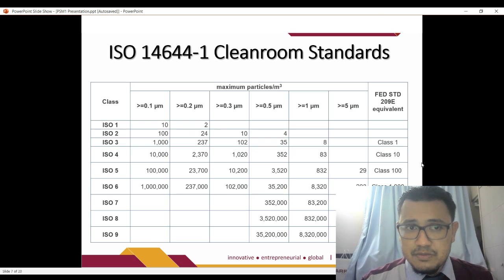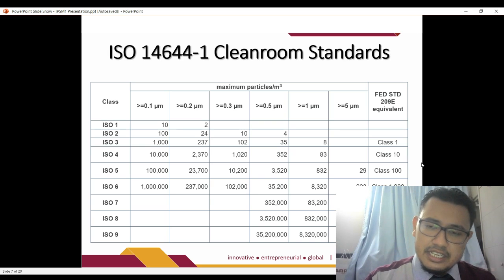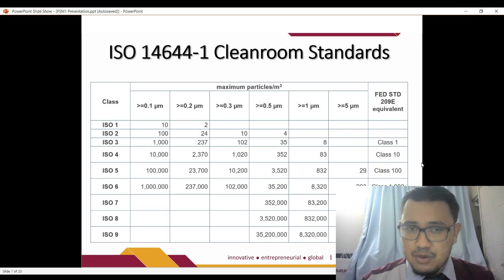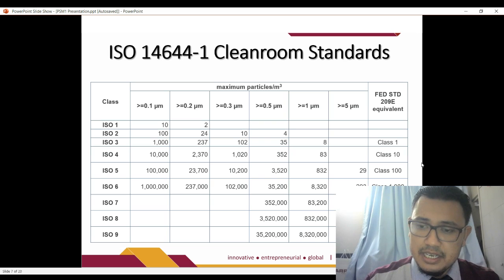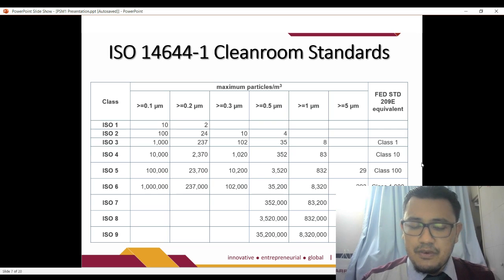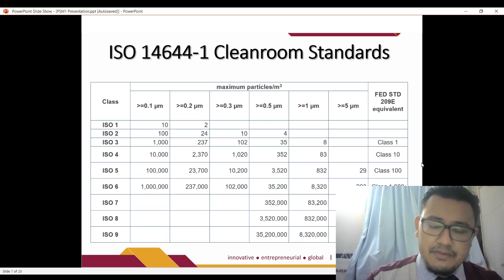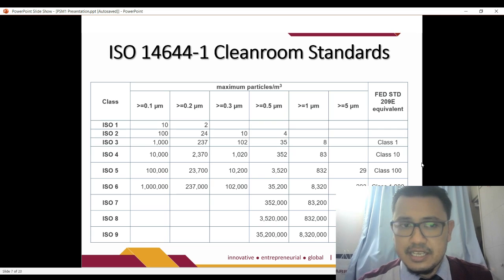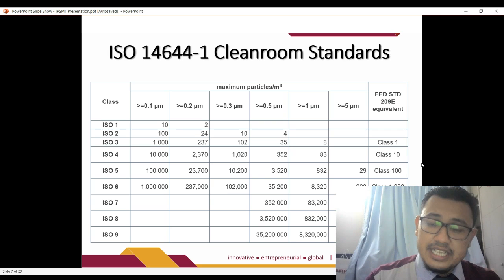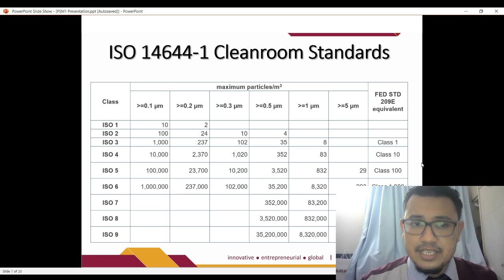Then these are the clean room standards. ISO class 1 is a 10K clean room, for the pharmaceutical and food industry. ISO 2, 100K, is also for the food industry and pharmaceutical. ISO 3, 1000K, is for some electronic, pharmaceutical, and also food industry. Then ISO 4 is for 10K, which in my study is the ISO 10K one.